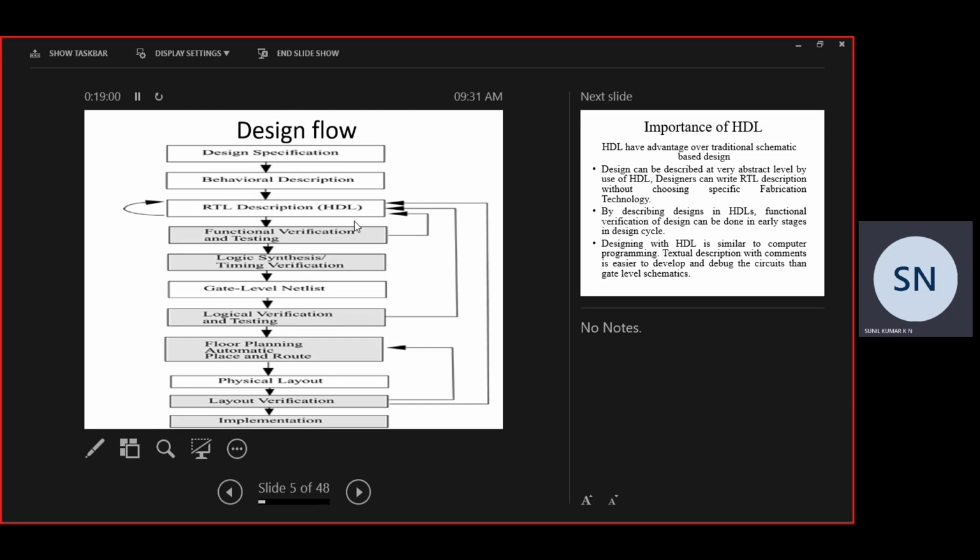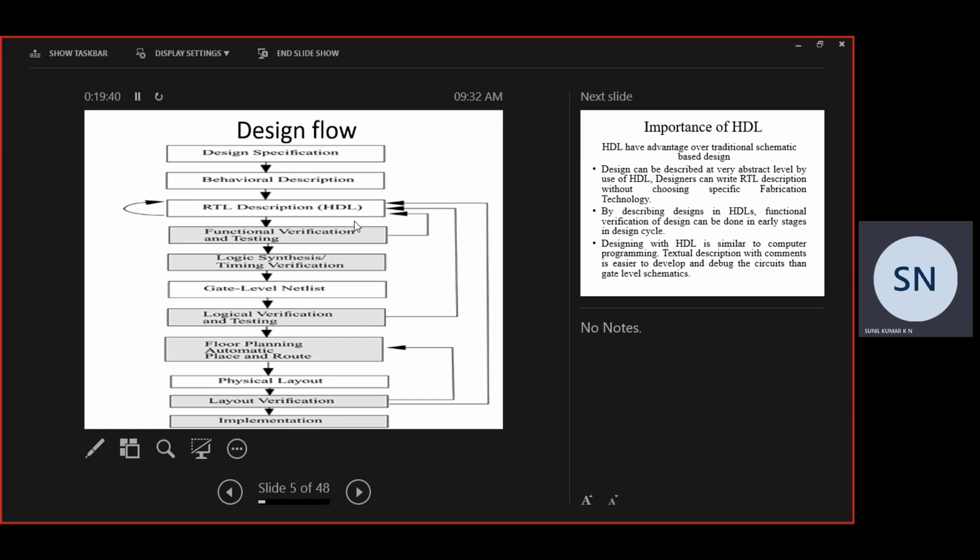This functionality I can write in 4 different ways. What are those? Behavior level, data flow level, gate level, and switch level. That means in this hardware description language, I can describe the hardware functionality in this portion in 4 different ways. I will show all four ways for this AND gate.